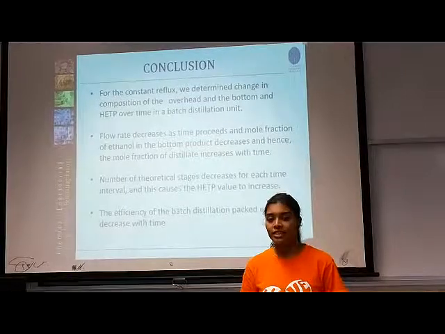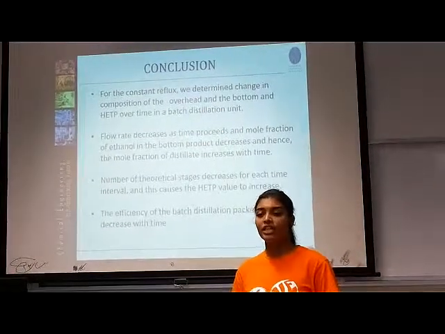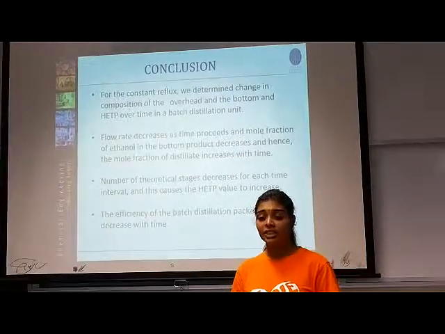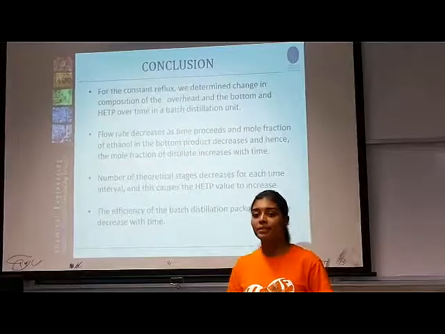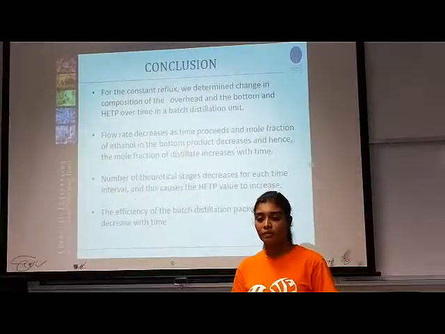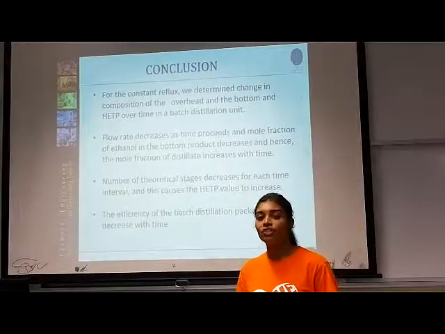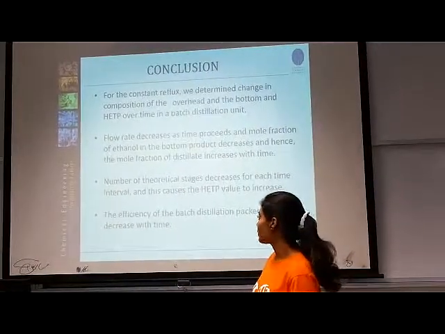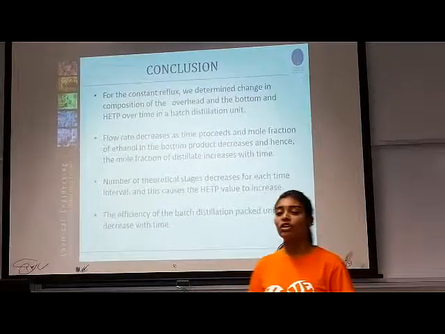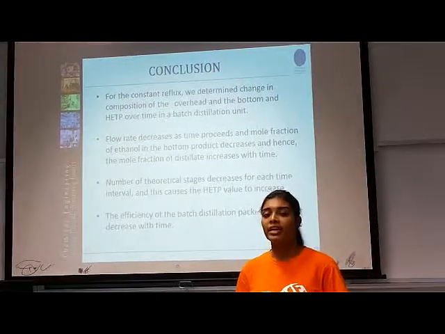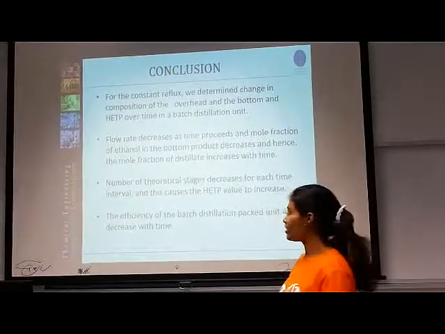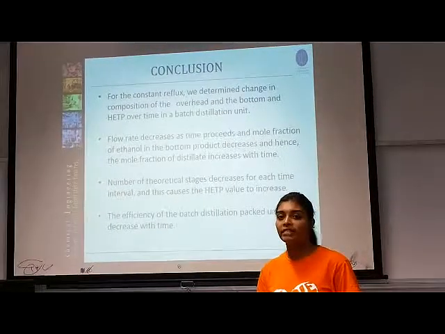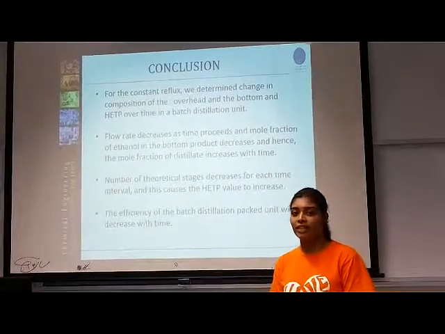Okay, for the constant reflux, we determine the change in composition of the top and bottom and HETP over time in a batch distillation unit. Flow rate decreases as time proceeds and the mole fraction of ethanol in the bottom product decreases, and hence the mole fraction of distillate increases with time. The number of theoretical stages decreases for each time interval, and this causes the HETP value to increase as well. In conclusion, the efficiency of the batch distillation packed unit will decrease with time. That's all from us. Thank you.